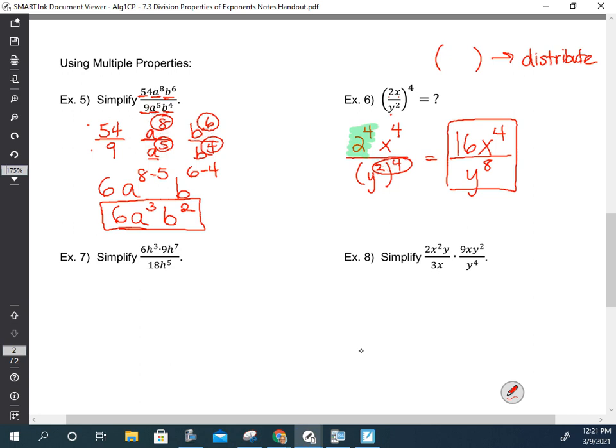Questions on example 6. Again, remember, those of you taking notes at home, every example gets checked.